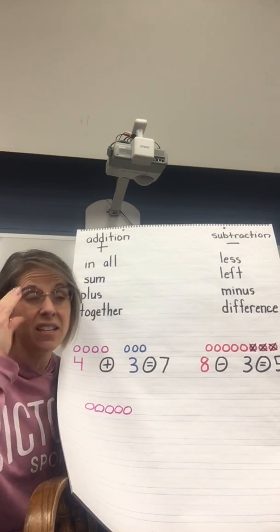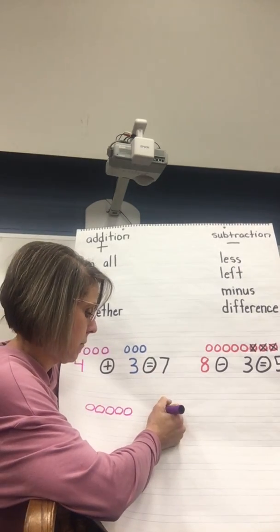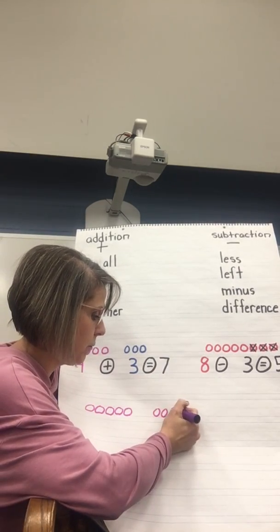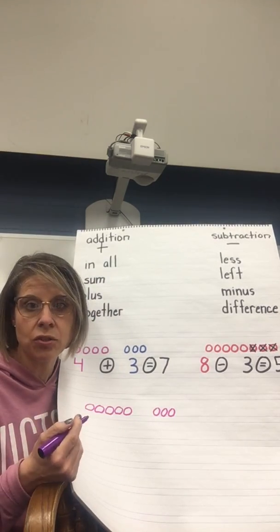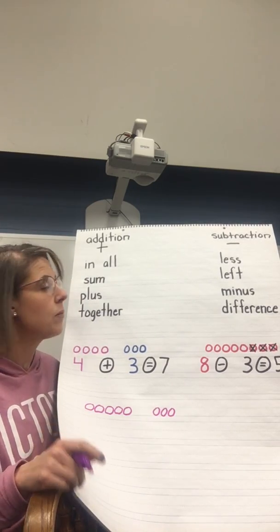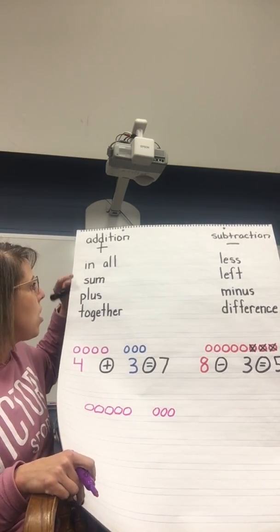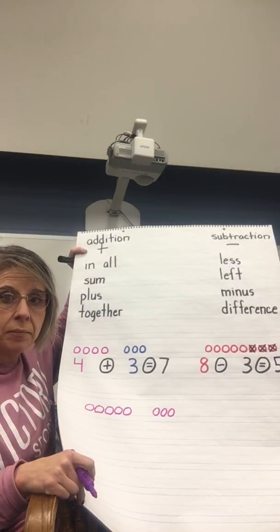Let's say my friend has 3. She might have 3. 1, 2, 3. Now, I want to know how many circles do we have in all? I want to know what the sum is. Well, we know that in all and sum are addition problems, so I'm going to do what?